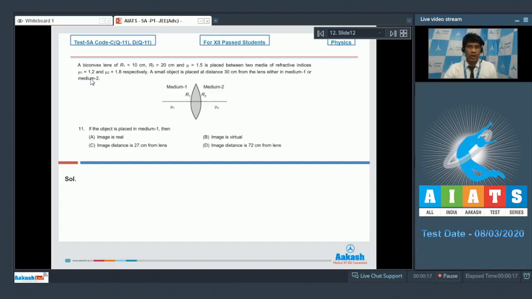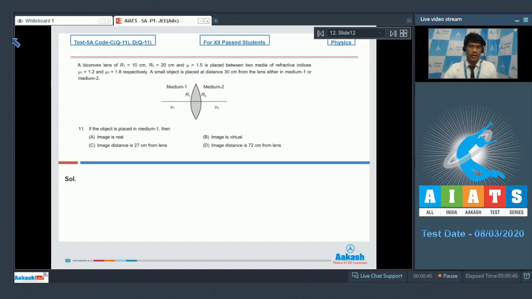Question number 11, 12 and 13 is based upon this particular given paragraph here. It is a biconvex lens of R1 is equal to 10 cm, R2 is equal to 20 cm and mu is equal to 1.5, placed between two media of refractive indexes mu1 is equal to 1.2 on this side and mu2 is equal to 1.8 respectively on this side. A small object is placed at distance 30 cm from the lens either in medium 1 or in medium 2.